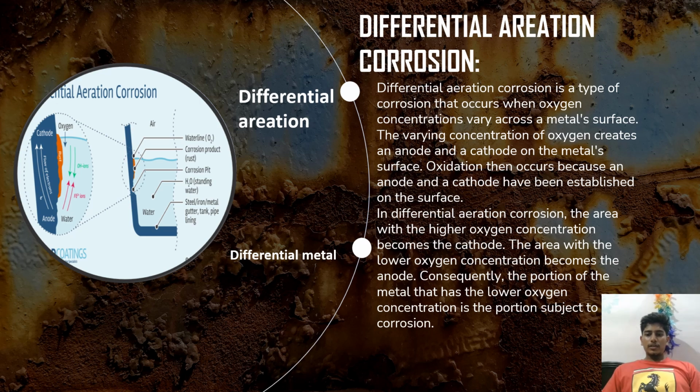In differential aeration corrosion, the area with the higher oxygen concentration becomes the cathode. The area with the lower oxygen concentration becomes the anode. Consequently, the portion of the metal that has the lower oxygen concentration is the portion subjected to corrosion.